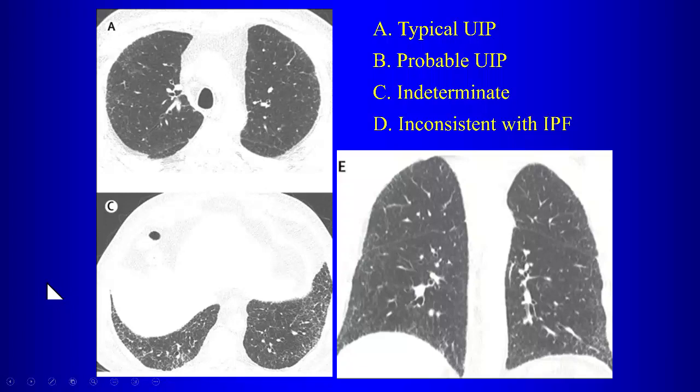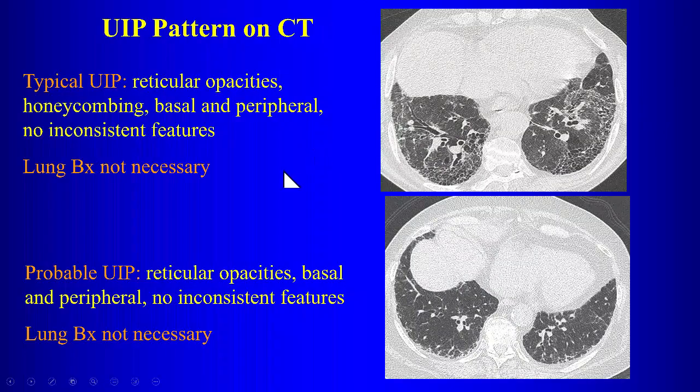We have this peripheral distribution of reticular opacities, traction bronchiectasis. We don't have findings that point us to another diagnosis. We don't see cysts, we don't see nodules, so we don't see anything that points to a diagnosis outside of IPF. So here you would go with a probable UIP pattern. So that's the first thing in terms of the approach to interstitial lung disease.